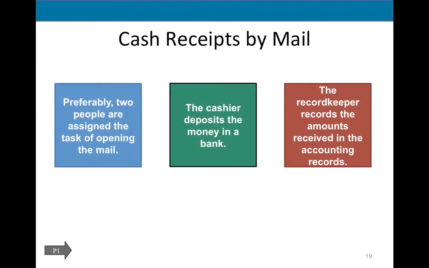So when we receive cash by mail, and by cash I mean usually checks, we receive payments. Preferably two people are assigned the task of opening the mail. So the more people you divide the task between or among, the less chance of committing fraud. And the cashier, not the accountant, deposits the money in the bank, and the accountant records the amount received in the accounting records. If you're a small business, of course, it's impossible to have so many bookkeepers and accountants. So if you have an accountant, the accountant does your books. You as the owner should be depositing money. You as the owner should be counting cash, not your bookkeeper.